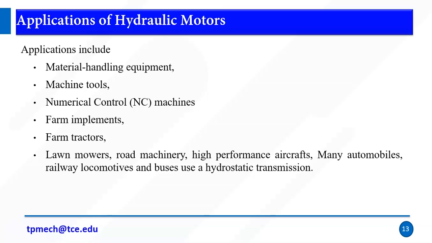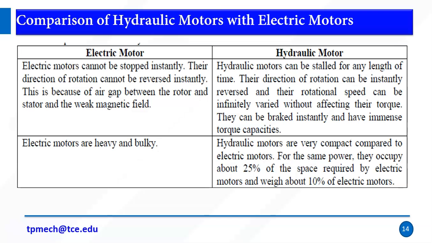So farm implement means some of the applications like cultivating the soil, all those things we need some structure or a heavy structure that can be controlled or performed by the hydraulic motors. So lawn mowers, road machineries, high performance aircrafts, many automobiles, railway locomotives and buses use hydrostatic transmissions.